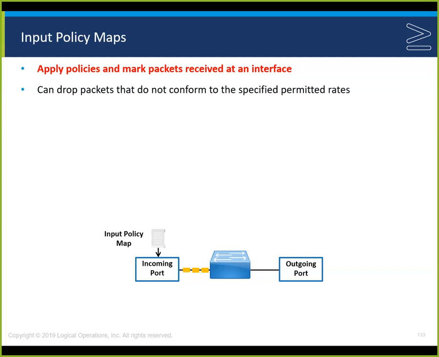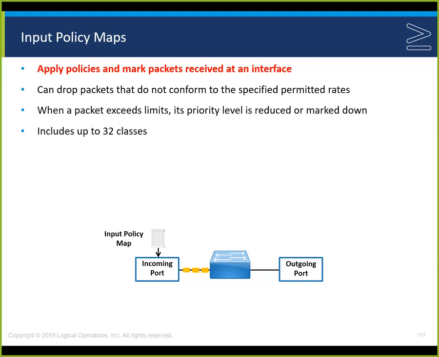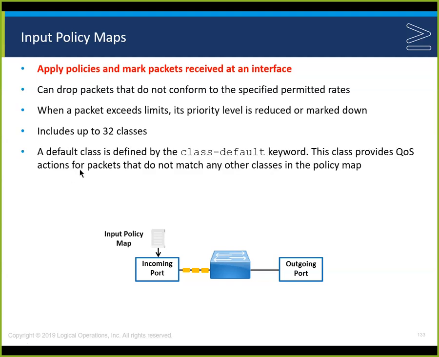So what kind of traffic are we going to have? We can drop traffic here. We can also remark traffic here. We can mark, remark, or we can mark it based upon the type of traffic that it is. When a packet exceeds the limits, its priority levels are reduced or marked down. Up to 32 classes are available in here, and the default class is defined by class default. And default, remember, is something that's going to be used if nothing else applies.